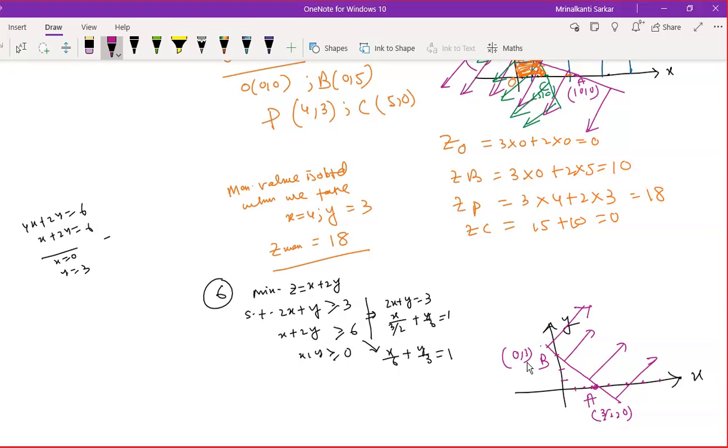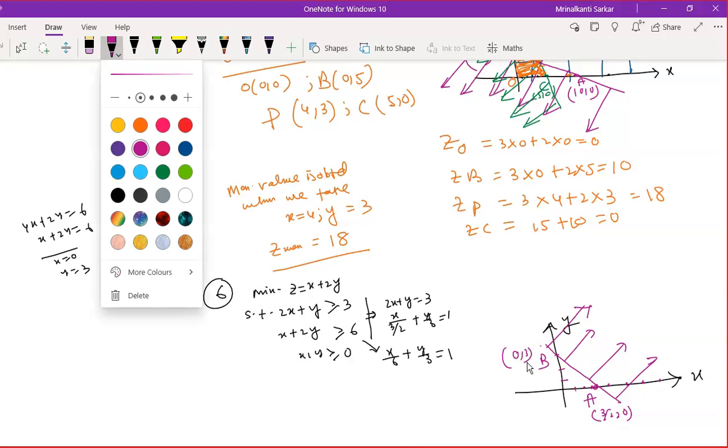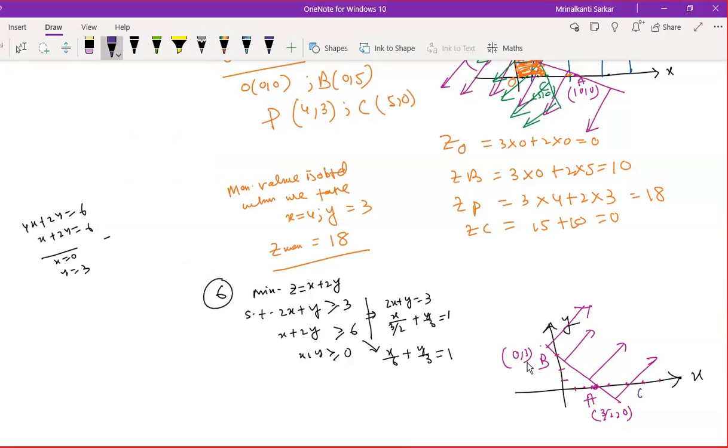So this one we plot, x by 6 plus y by 3 equal to 1. This point is 1, 2, 3, 4, 5, 6. This one says 6, 0 and 0, 3. Here also it is going. See, this part is removed. The lower part is removed from there. This part will not be there.